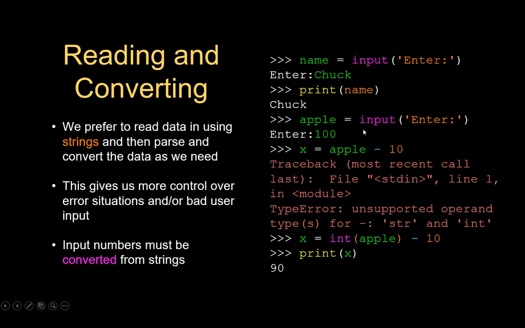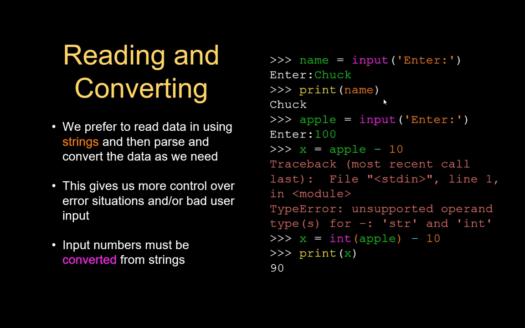Here is an almost similar example to the one in the previous slide. We take the input and we put it in apple. In this example we put 100 in apple. When we try to subtract 10 from that apple, we get a traceback. The reason is, again, we are trying to subtract a digit from a string, which is not defined.